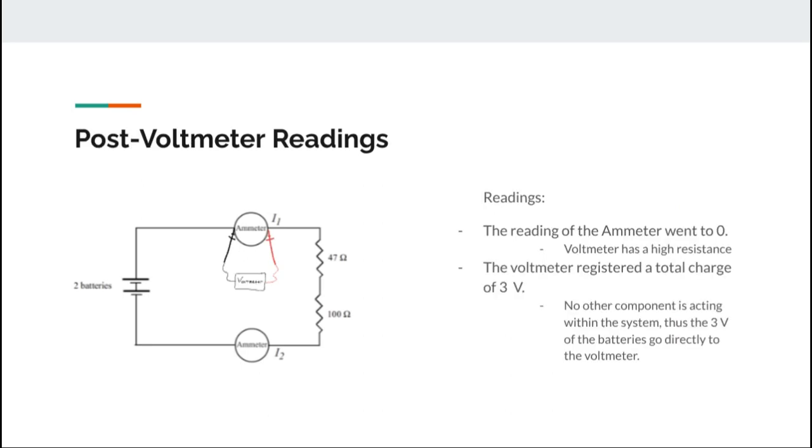So then what we did in the lab was get rid of one of the ammeters, the first one in our case, and then connect a voltmeter there. And so the reading of the ammeter went to 0. This is referring to the second ammeter. The first one was gone. And then the voltmeter, this was because the voltmeter has such a high resistance, it basically takes away all the voltage from the batteries. And so the voltmeter registered a total charge of 3 volts, but no other component was active within the system besides just the 2 batteries sending their voltage directly to the voltmeter.